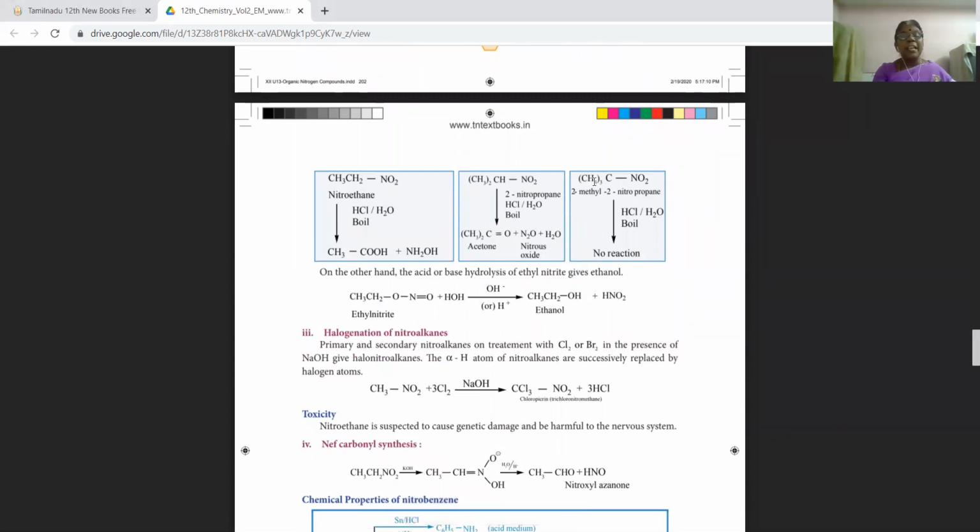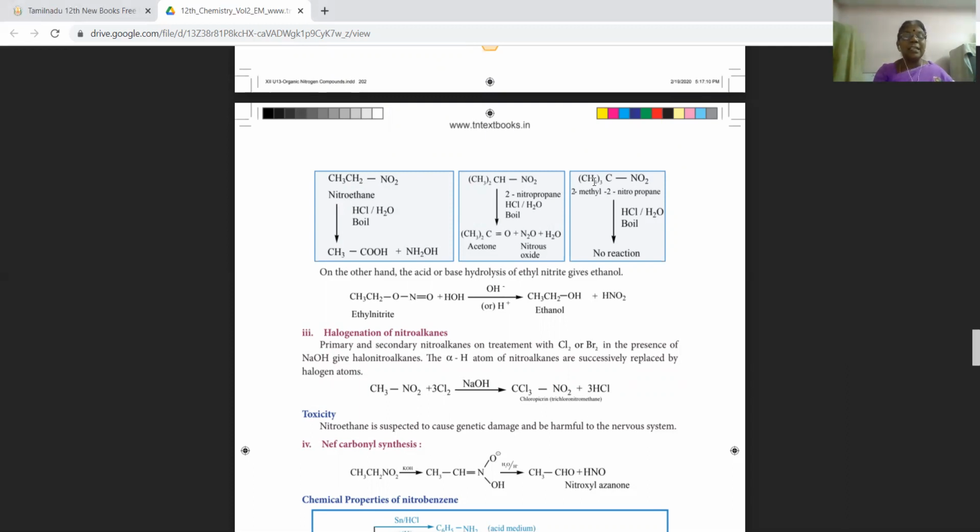CH3CH2NO2, that is primary. If it is boiled with hydrochloric acid, then you will get CH3COOH, that is carboxylic acid, acetic acid, with NH2OH. Next is secondary one, that is 2-nitropropane. If it is treated with the same boiled HCl, you will get (CH3)2CO, that is nothing but acetone, with N2O and H2O. And tertiary, if it is treated with the boiled HCl, it will not give any reaction. On the other hand, the acid or base hydrolysis of ethyl nitrite gives ethanol.